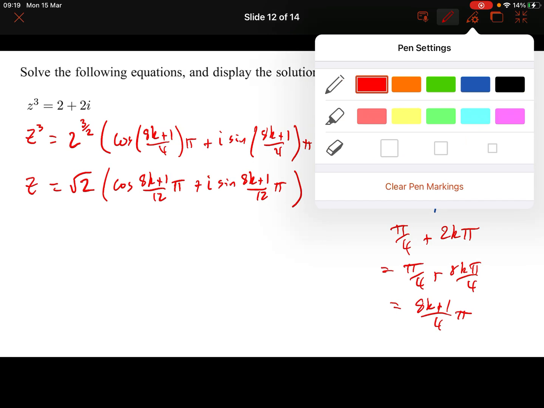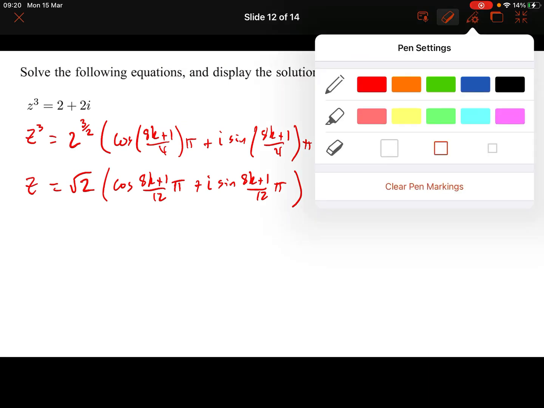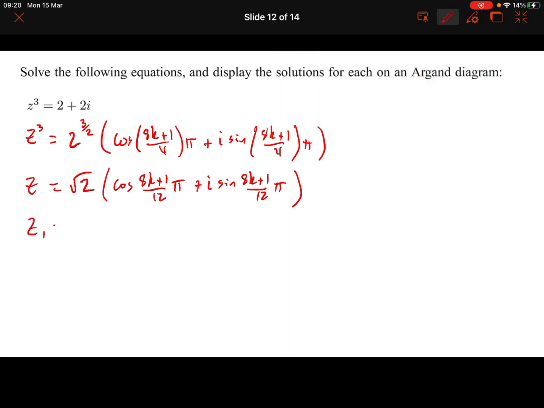Okay, so now all we need to do is find the roots by subbing in values of k. So let's first of all do it where k is equal to 0. We're going to get root 2 of cosine of pi over 12 plus i sine of pi over 12. Now, these are not standard ones. You're going to require your calculator for this, and you can just write it to 3 significant figures. It turns out to be 1.37 plus 0.367i, just using your calculator.